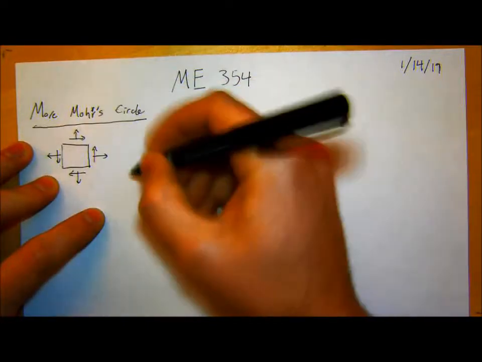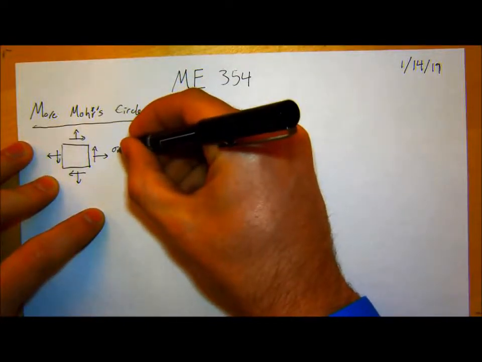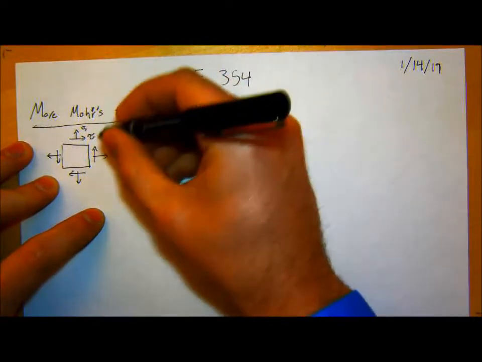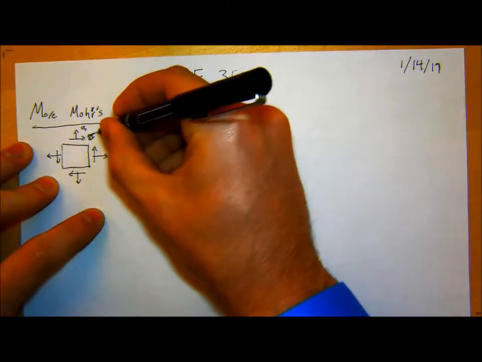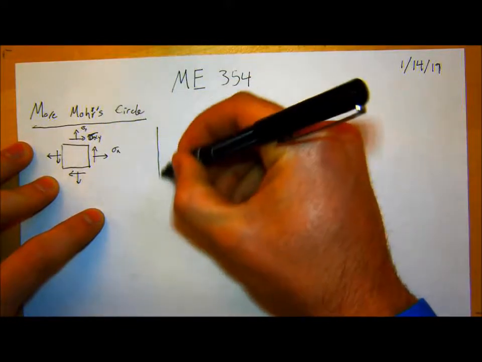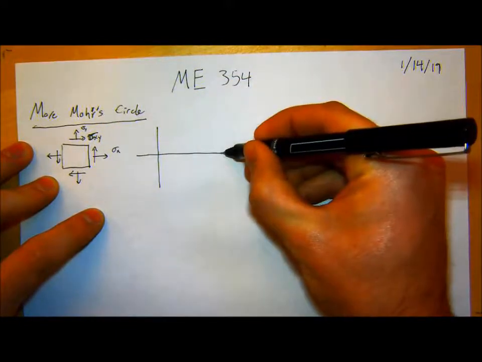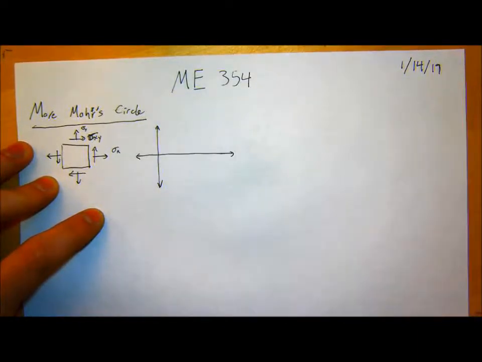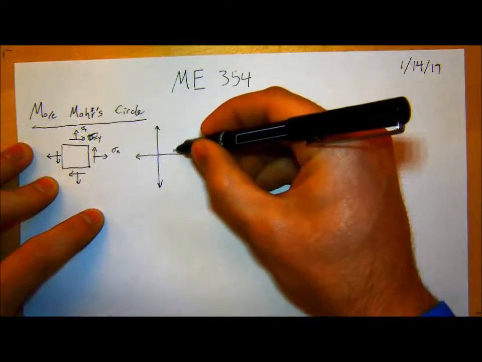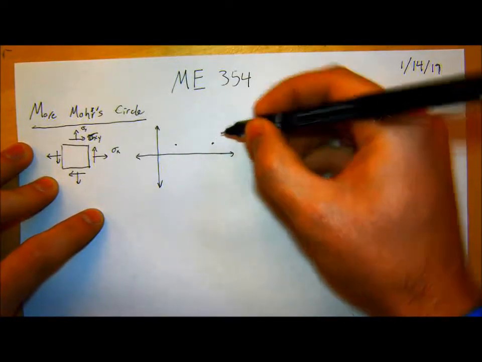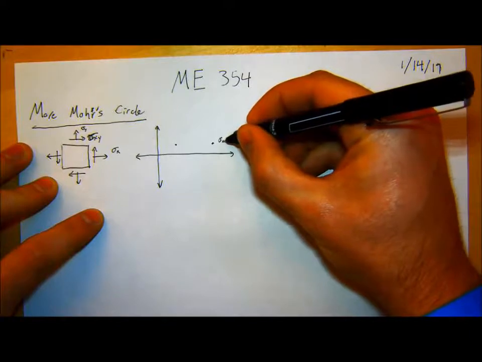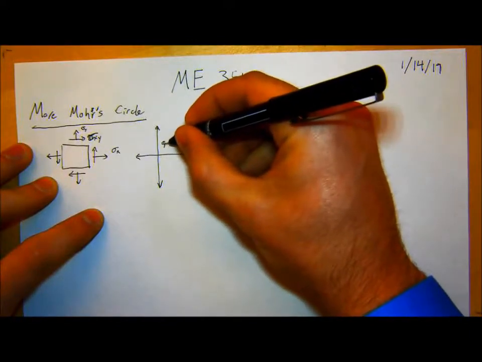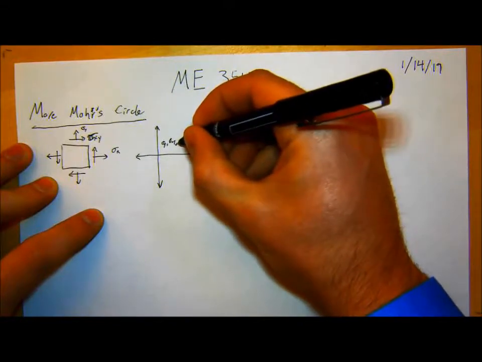Where this is sigma x, sigma y, tau, or sigma xy, we can represent that state of stress visually to help us figure out what directions things are pointing in, where here we would have sigma xy, sigma y, sigma xy, and this would form some sort of a circle.